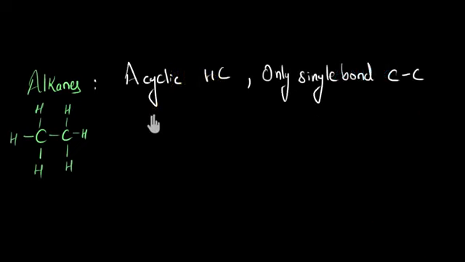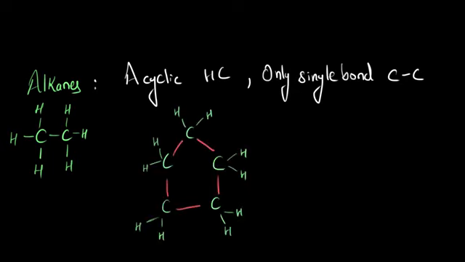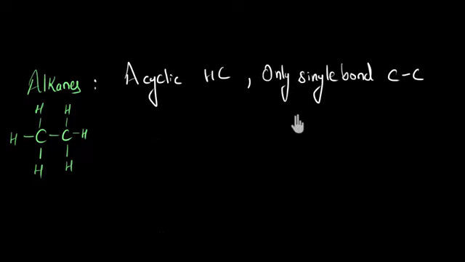Now let's start with the alkane family. By definition, they are acyclic hydrocarbons. Acyclic meaning that the carbon atoms are not arranged in a circular fashion. See, this is a cyclic hydrocarbon. Here the carbon atoms are arranged in a circular manner, right? In alkanes, they won't be. They will be in an open chain structure. And the second part is that they only have single bonds between the carbon atoms. All the carbon atoms will be connected with a single bond. No double or triple bond will be present between them.